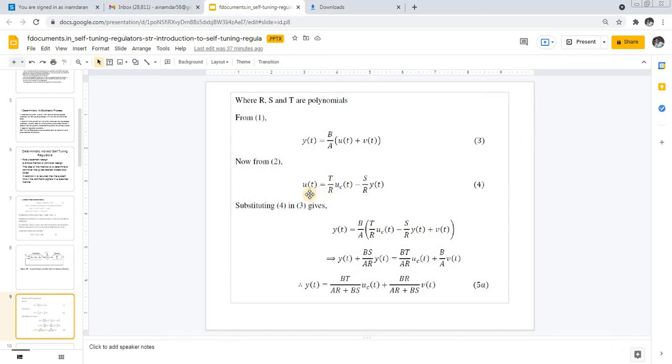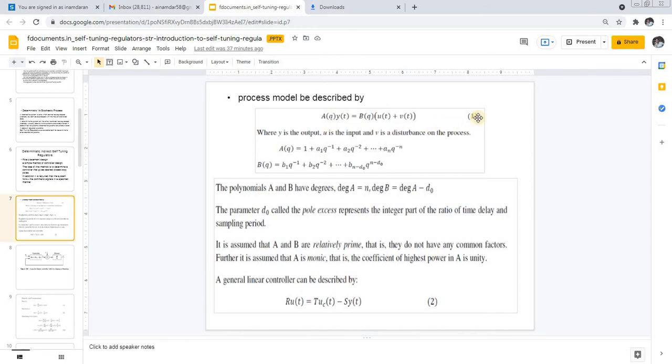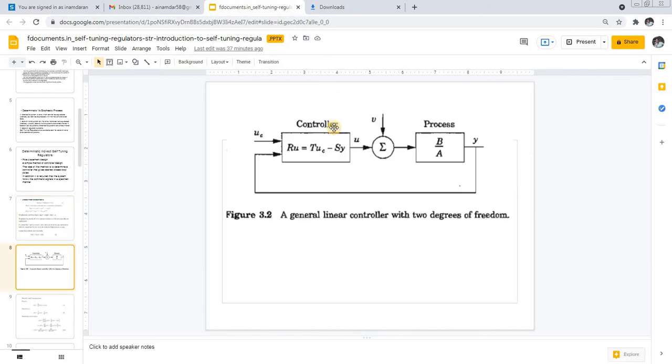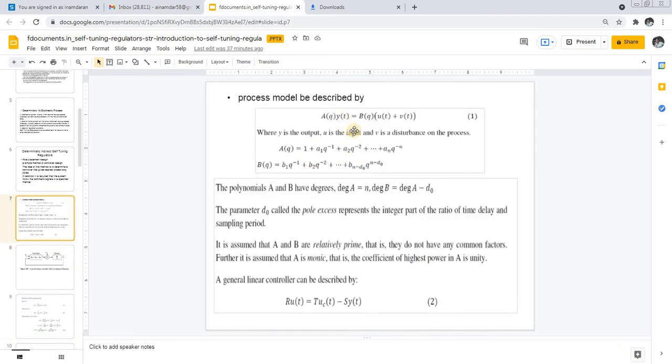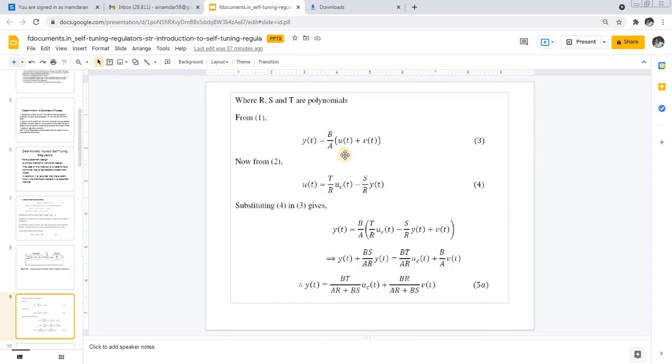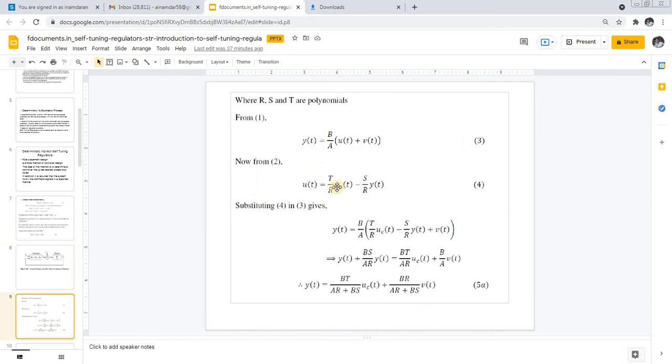So, further moving, consider this equation number 1 for the system. From 1, when we have to find the value of y of t, as it is a multiplicative polynomial it will become a divide. So y of t will become b upon a in bracket u of t plus the disturbance. So this is the third equation.